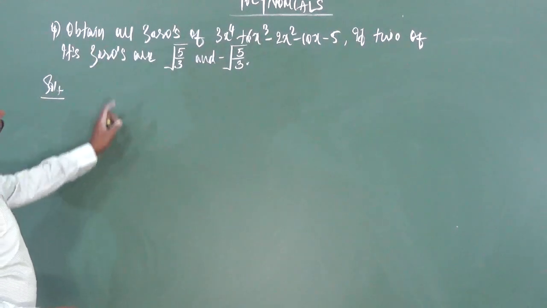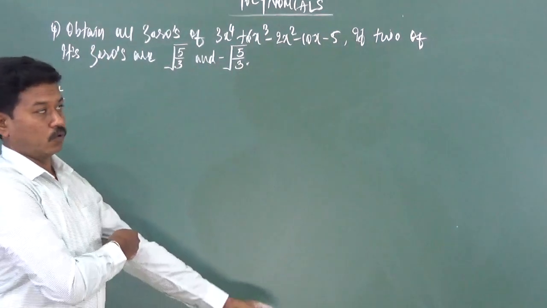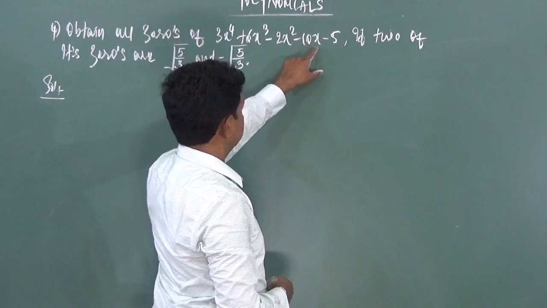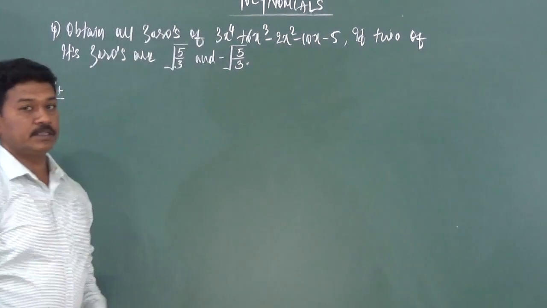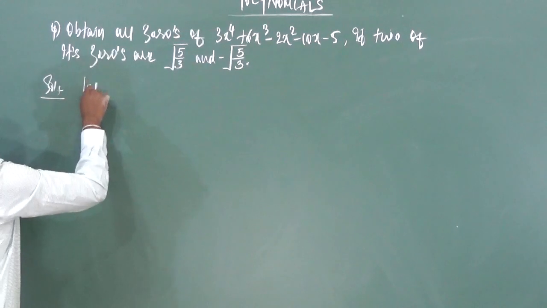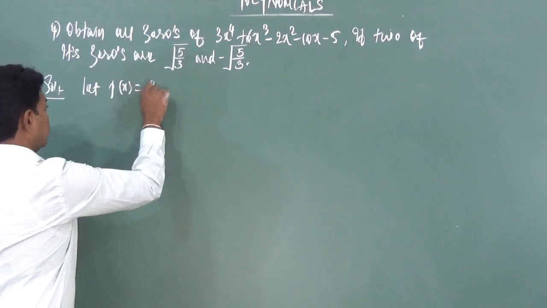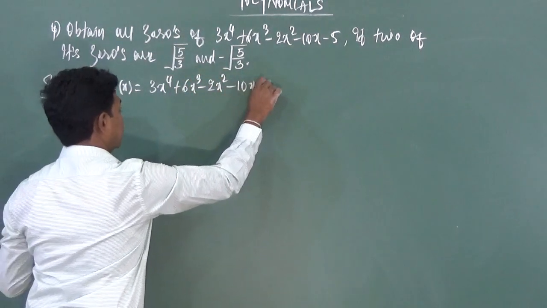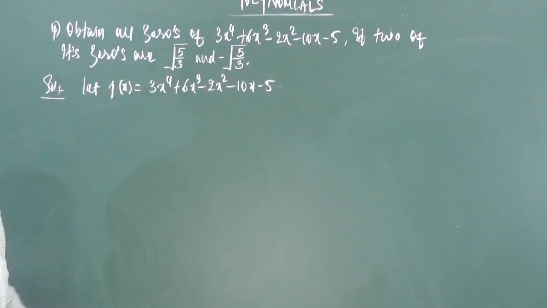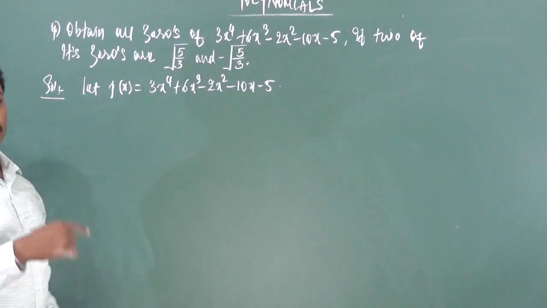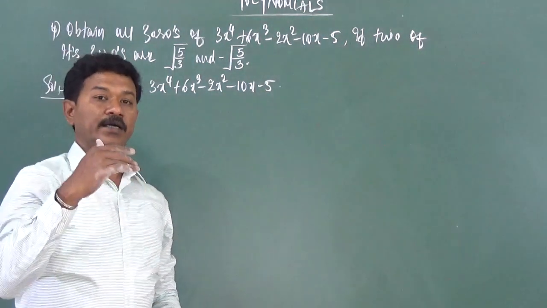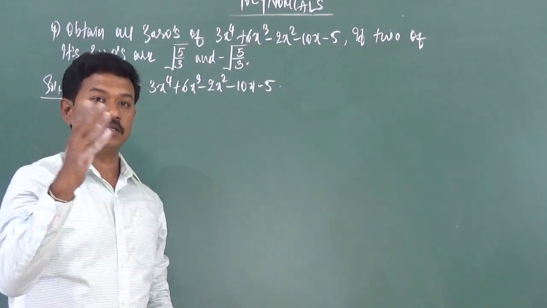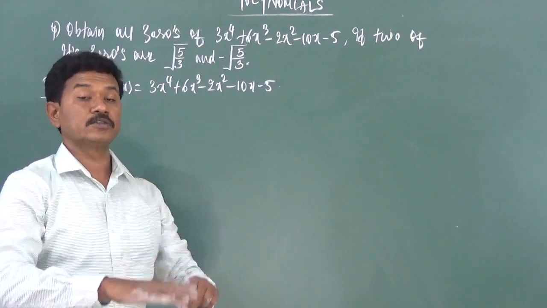Obtain all the zeros of a polynomial given of degree 4. So you can see the polynomial here, 3x to the power 4 plus 6x cube minus 2x square minus 10x minus 5. Let p of x is equal to 3x to the power 4 plus 6x cube minus 2x square minus 10x minus 5. So this is the given polynomial of degree 4. If a polynomial has degree 4, then it has at most 4 zeros. So it can also have 3 zeros, 2 zeros, 1 zero, or no zeros.